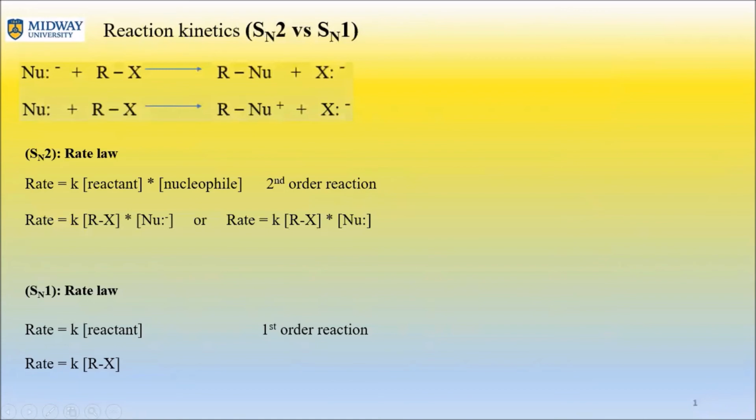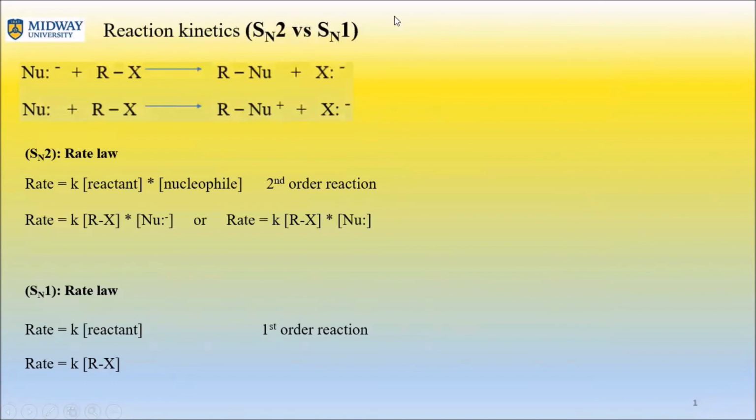So if your substrate is primary, methyl or secondary, that means it's SN2, meaning it depends on both the concentration of the reactant and the concentration of the nucleophile. Whether your nucleophile is negative or neutral does not matter. However, it does depend on the concentration of the nucleophile. SN1 depends purely on the concentration of the reactant.